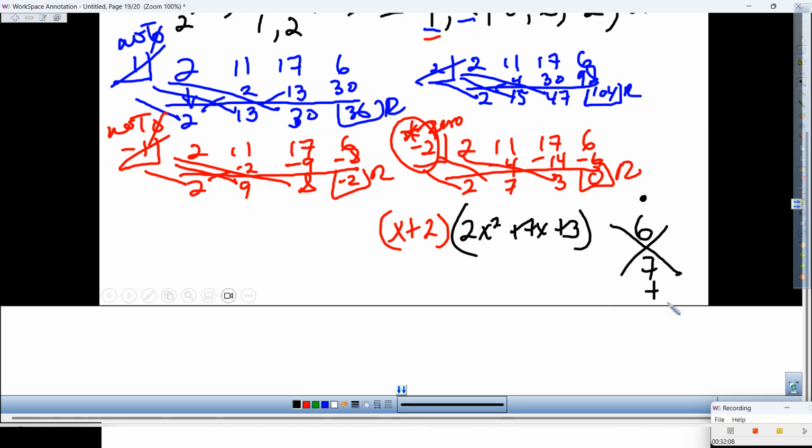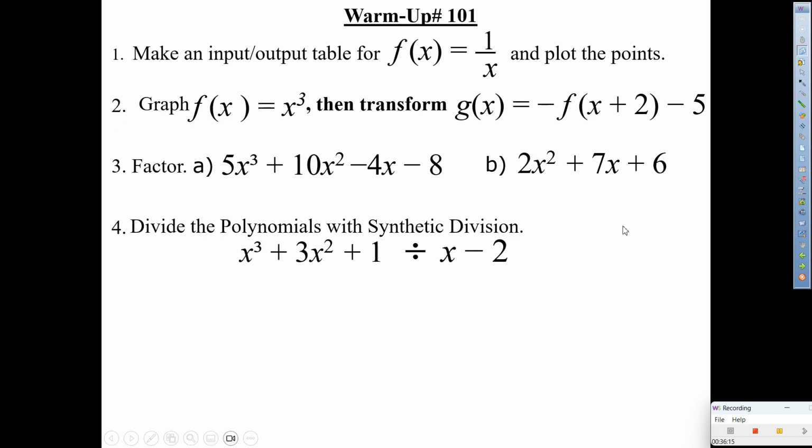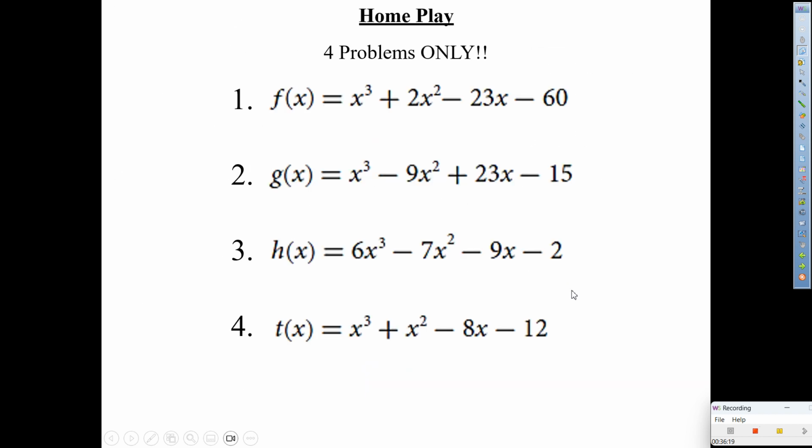So, home plate for tonight. Once again, it's those 4 problems. Make sure you put your practice in.